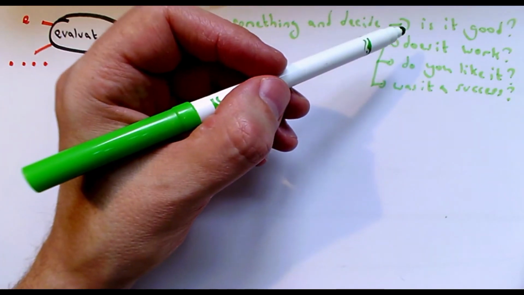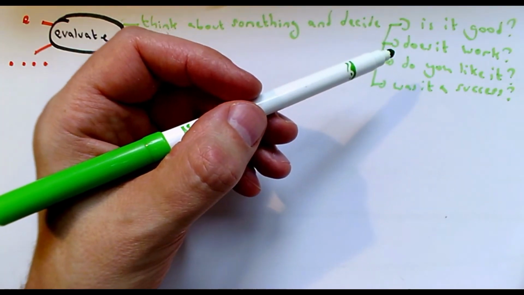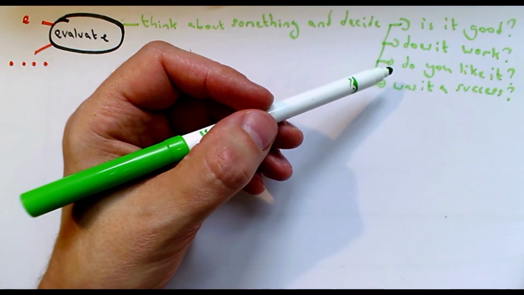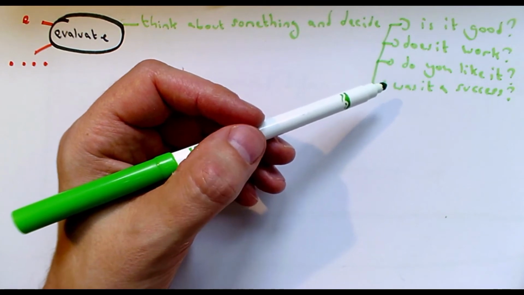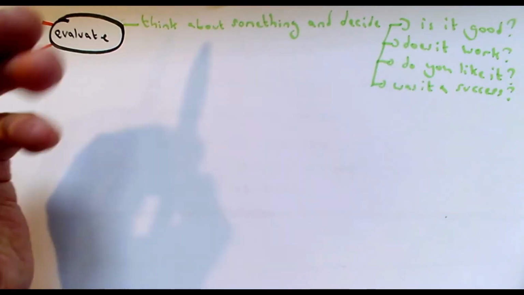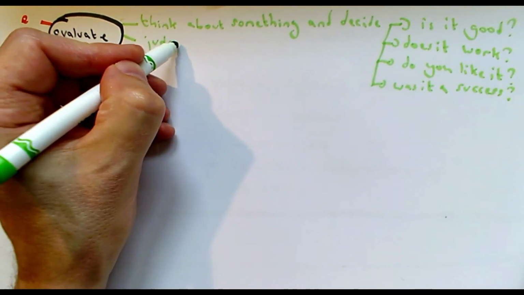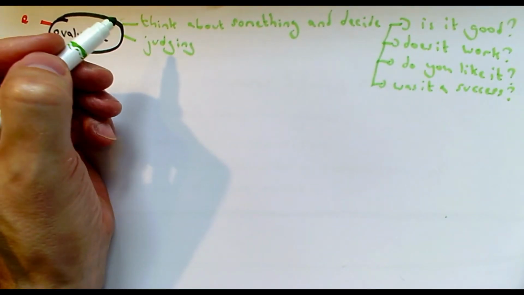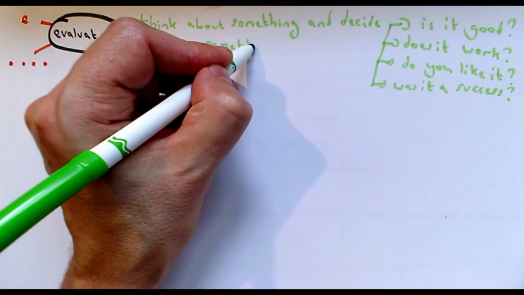We're thinking about, is it good or bad? Does it work? Did it not work? What do we have to change? Do you like it? Do you not like it? Do you like something else more? Was it a success? Or do we need to try again, try something different? So when we're doing that, we are judging something. We're judging whether it worked, whether we liked it, whether it was a success.